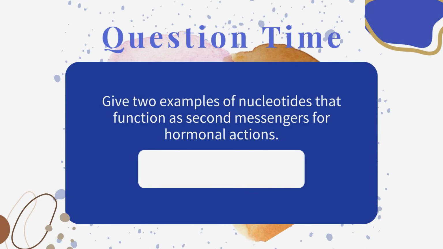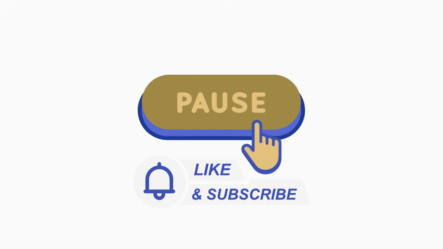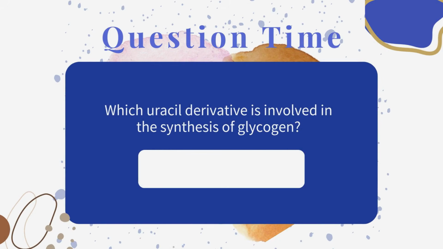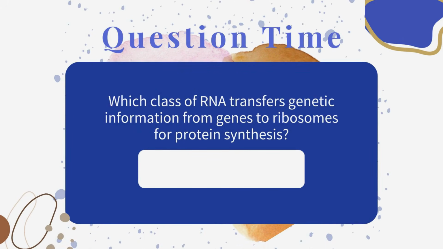Give two examples of nucleotides that function as second messengers for hormonal actions. Cyclic AMP and cGMP. Which uracil derivative is involved in the synthesis of glycogen? UDP glucose from UTP. Which class of RNA transfers genetic information from genes to ribosomes for protein synthesis? Messenger RNA.